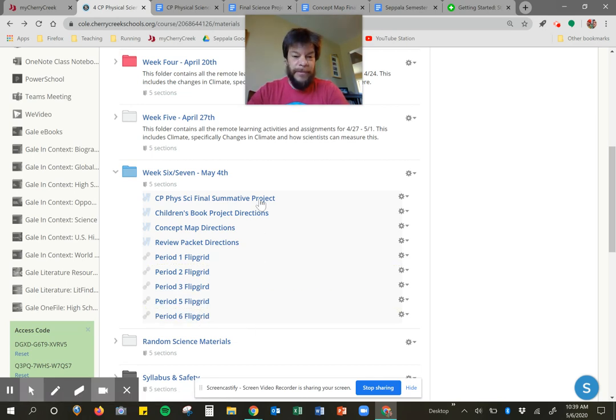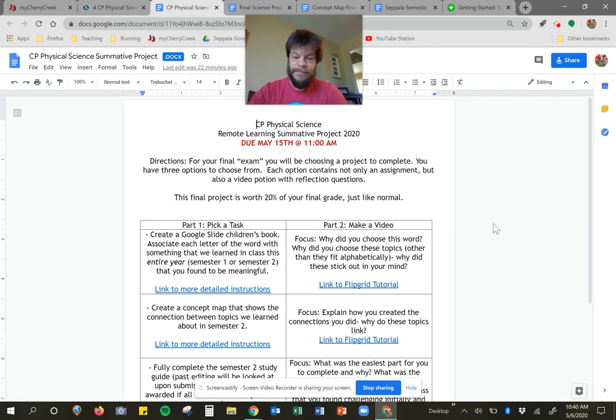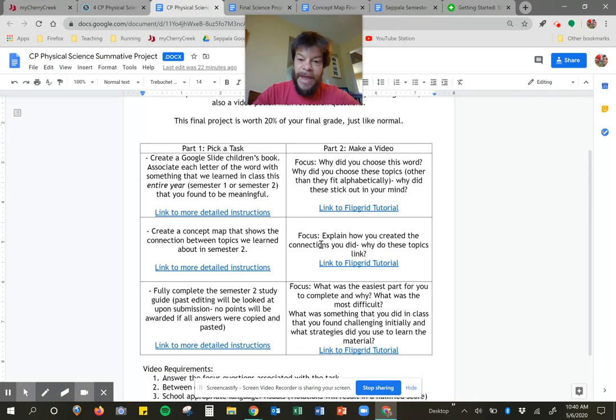So for example, read the directions, choose to do the children's book, and then if you're in period 2, make a Flipgrid video about it. Or read the directions, choose to do the concept map, and if you're in period 5, make a Flipgrid video about it. Let's look at these directions. This project, as you can see, is going to be due Friday, May 15th at 11 a.m.